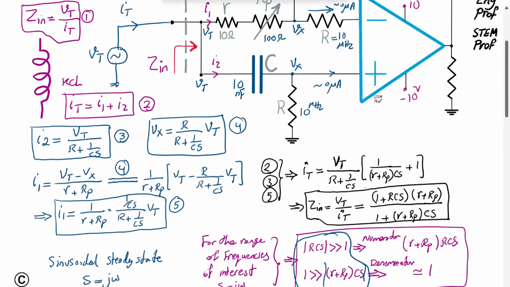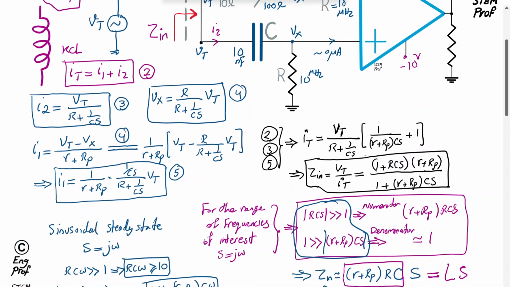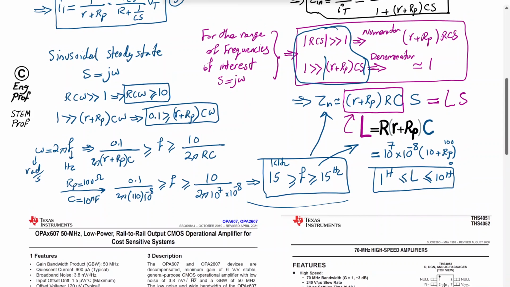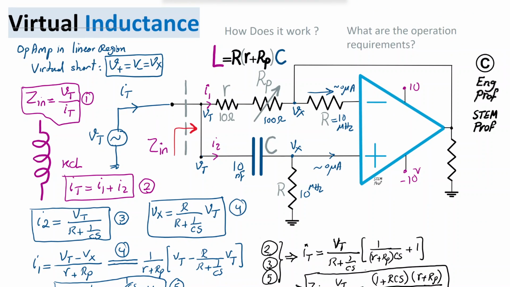Okay, I hope that this example is helpful in showing how such virtual inductance realization works and what the conditions are. We need to make sure that the frequency range of interest is properly satisfied by the proper selection and choice of the components in the circuit. I hope this is useful.